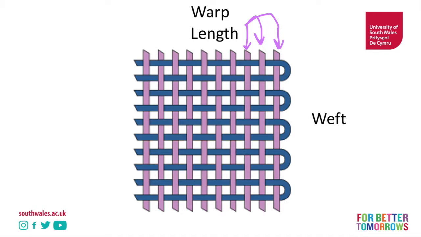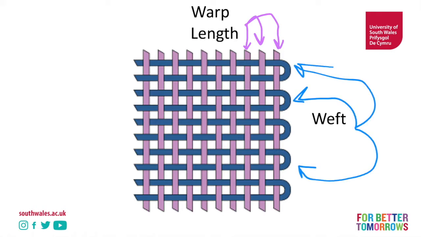Now, running perpendicular to this at 90 degrees, we have our weft thread. Now, our weft thread is used to create the body of the fabric. Sometimes if you read in different sources, it might be called the filling thread. But for the purposes of our conversation, we'll call it the weft. And here it is in blue. And that will give you the width of fabric.